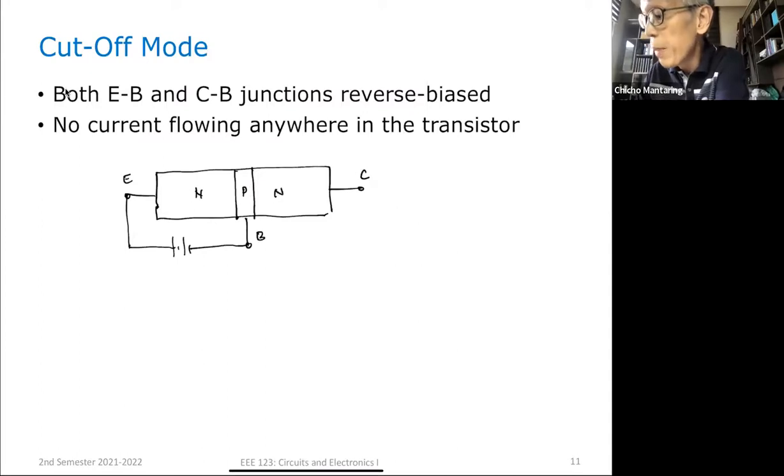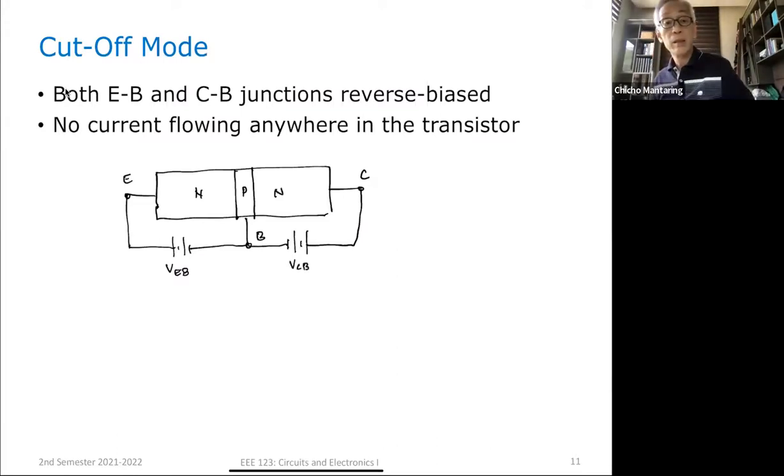And then how do I reverse bias this? I reverse bias this by having my collector N positive with respect to my P. So these are both reverse biased. This is VEB, and this is VCB. These are both reverse biased.